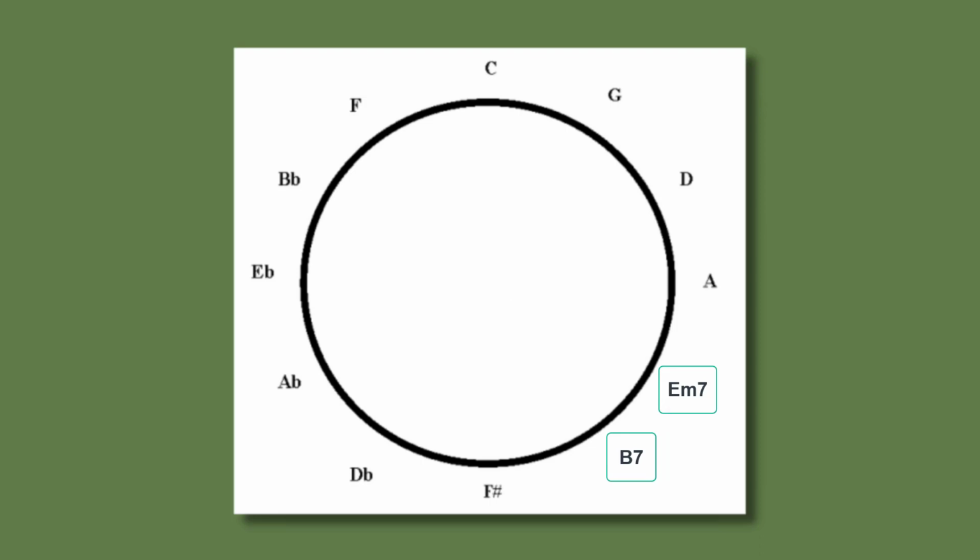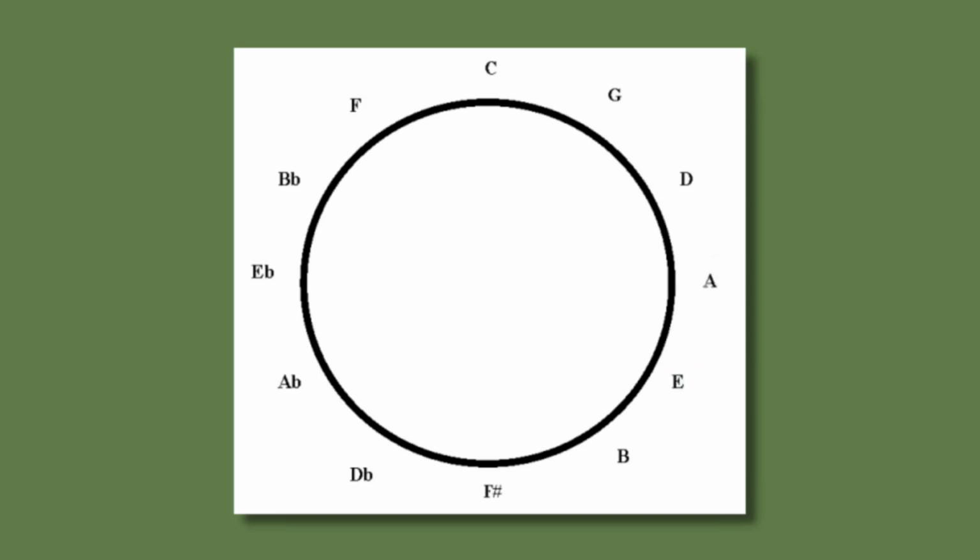Likewise, C7 is the secondary dominant for the F chord. D7th is the secondary dominant for G, and E7 is the secondary dominant for the A minor.